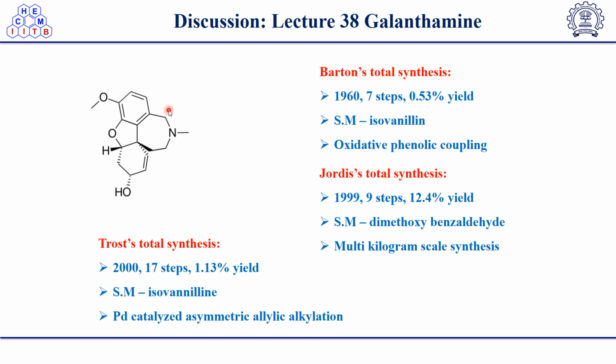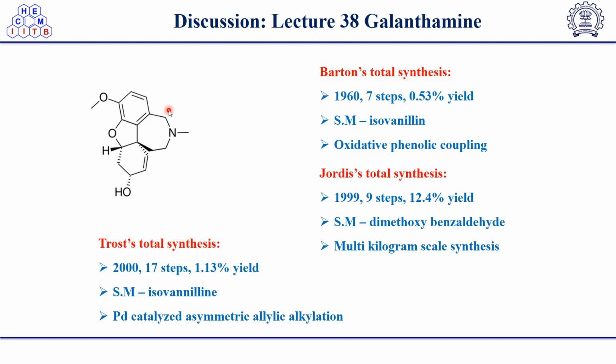And the first synthesis was by Barton and Kirby's group in 1960, where we have seen that the oxidative phenolic coupling was the key step to connect the aromatic rings in a biomimetic way. And the starting materials used were isovanillin and parahydroxyphenyl acetic acid. And Barton's group could complete the synthesis in 7 steps with 0.53 percent overall yield.